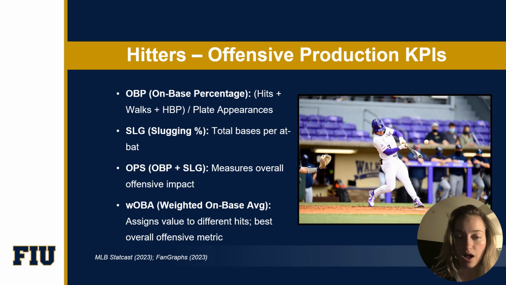For hitters, we want to know how often they get on base and how much damage they do. On base percentage combines hits, walks, and hit by pitches into one metric. Slugging percentage shows how much power they produce per at bat. On base plus slugging is a quick snapshot of offensive value, but perhaps the most useful is weighted on base average, which gives extra value to doubles, triples, and home runs. It's a more complete view of hitting impact.